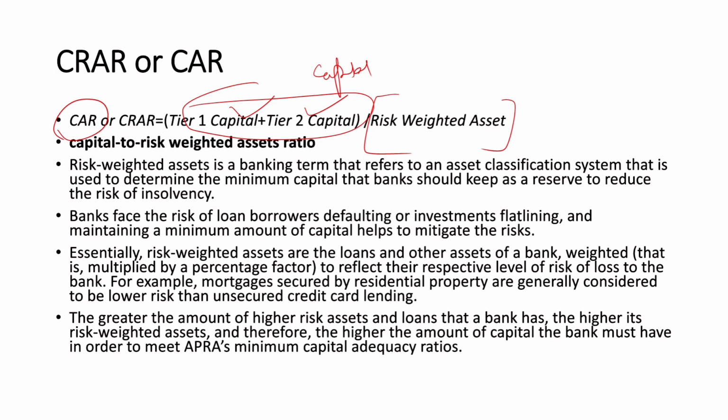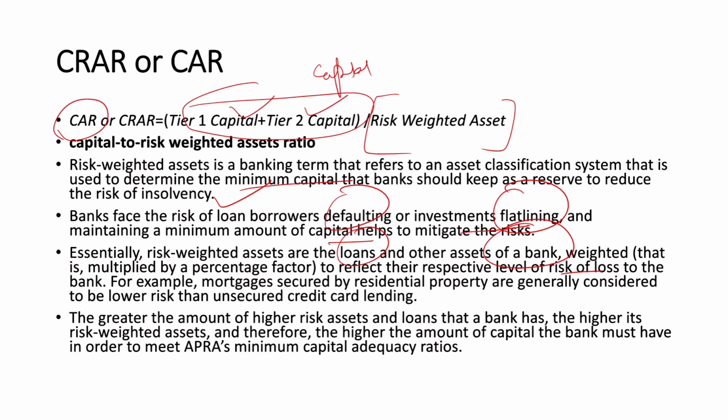So risk-weighted assets is a banking term that refers to an asset classification system that is used to determine the minimum capital that banks should keep as a reserve to reduce the risk of insolvency. Banks face the risk of loan borrowers defaulting or investments flatlining, and maintaining a minimum amount of capital helps to mitigate the risks. Essentially, risk-weighted assets are the loans and other assets of the bank weighted to reflect their respective level of risk of loss to the bank.